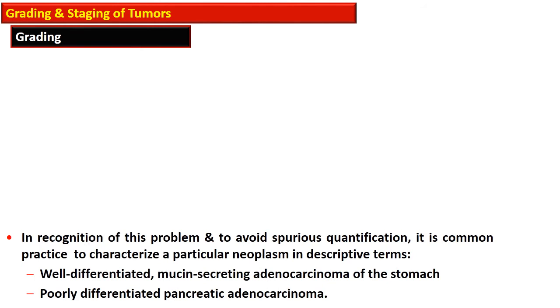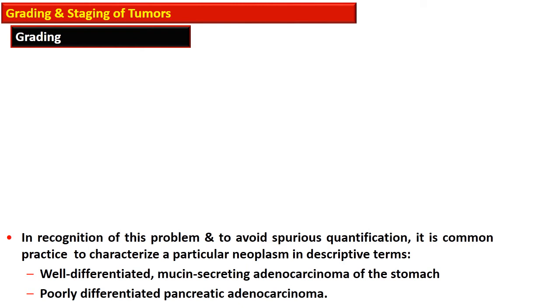So the tumors are described with the histological picture, such as the well differentiated mucin secreting adenocarcinoma of the stomach or poorly differentiated pancreatic adenocarcinoma. So in this name, almost everything is described: the morphology of the tumor, the location of the tumor, and what is the characteristic of the tumor, and its grade also. What is the grade of the tumor?